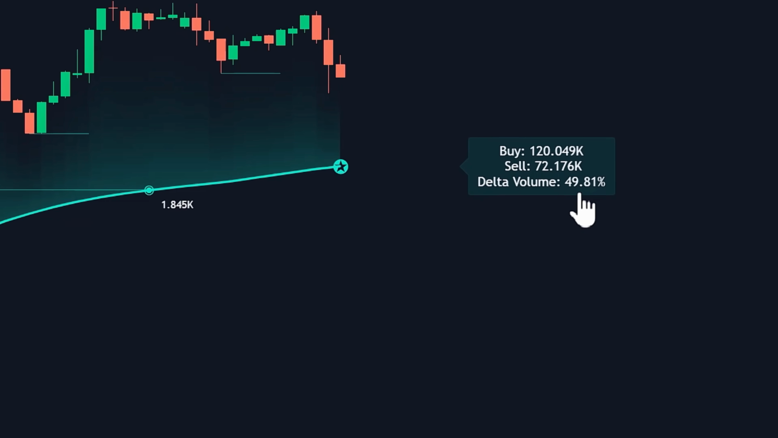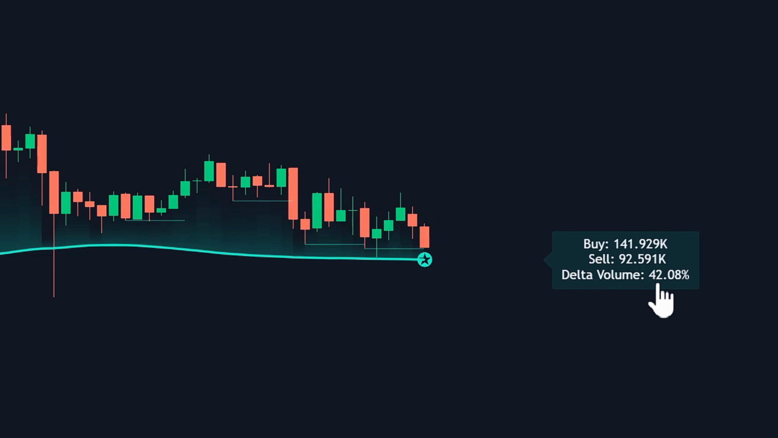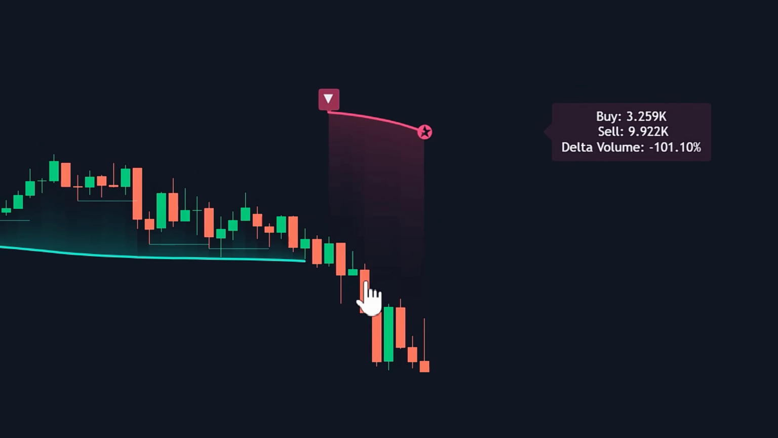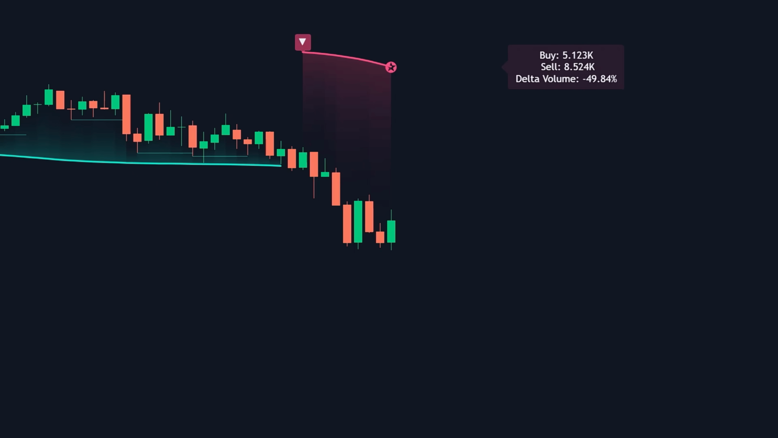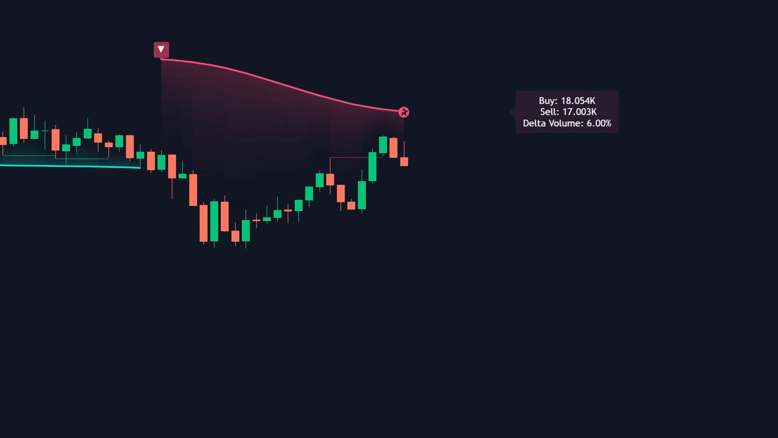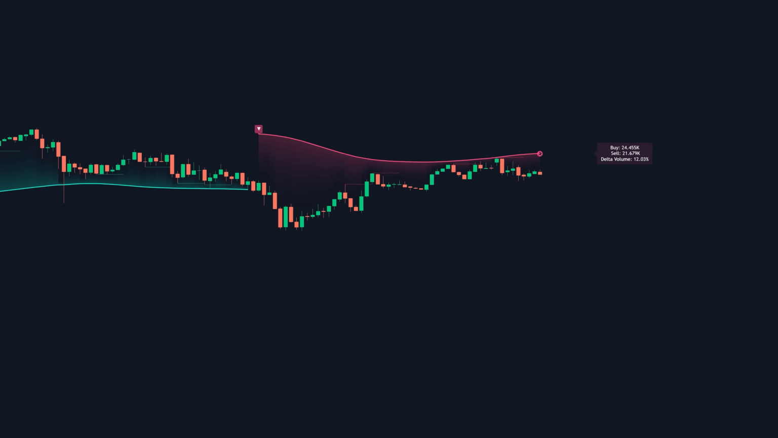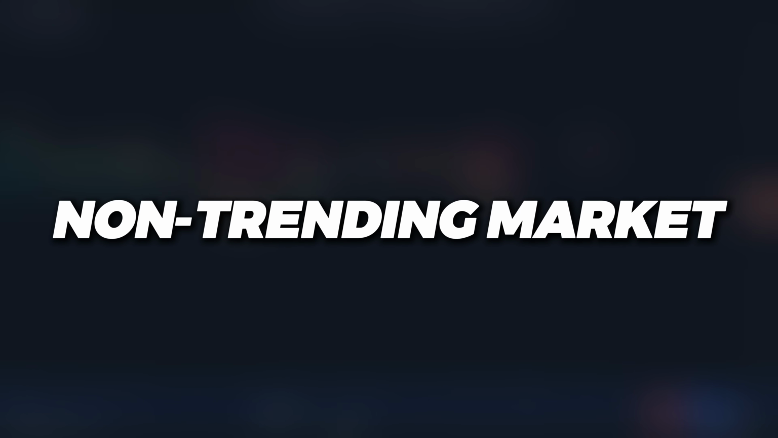As you can see here, the delta volume got smaller and smaller until eventually the trend shifted to bearish. And that, ladies and gentlemen, concludes the applications of this indicator in a trending market. The second type of market where this indicator is going to be applicable is a non-trending or a ranging market.